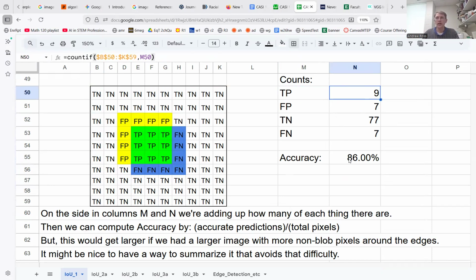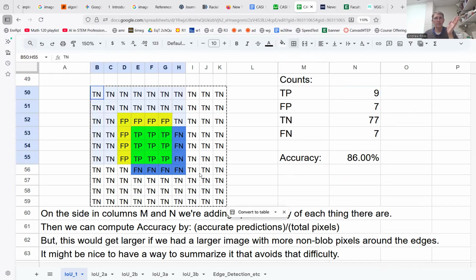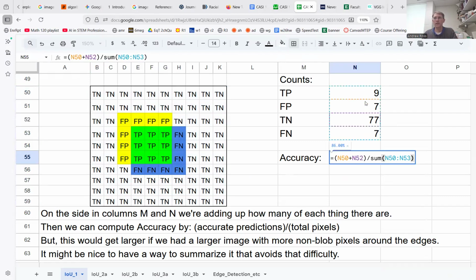I'm not going to ask you to do that for this class, although it might come in handy on a project. And then how would we compute the accuracy? We'd usually say, how many predictions were accurate divided by how many total predictions did we make? We did a 10 by 10 matrix of predictions, so we had 100 pixels. So our accuracy is the number of true positives plus the number of true negatives divided by 100 pixels.